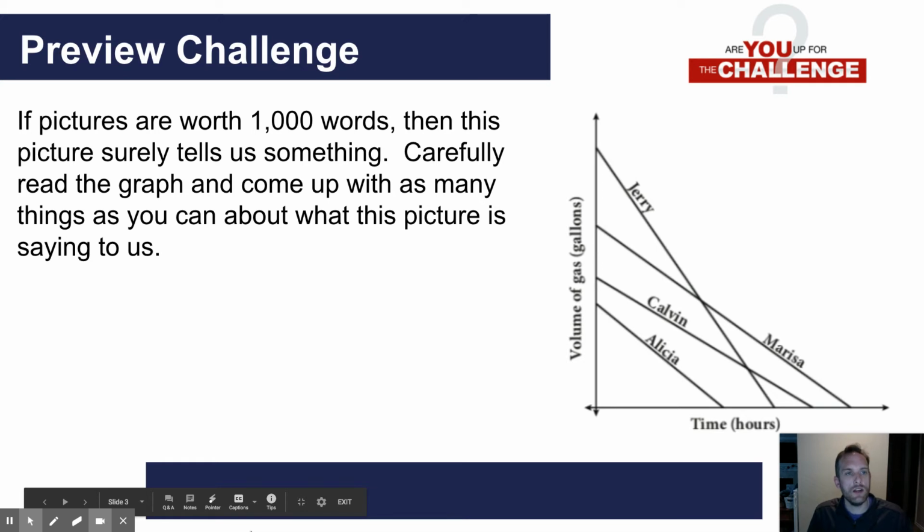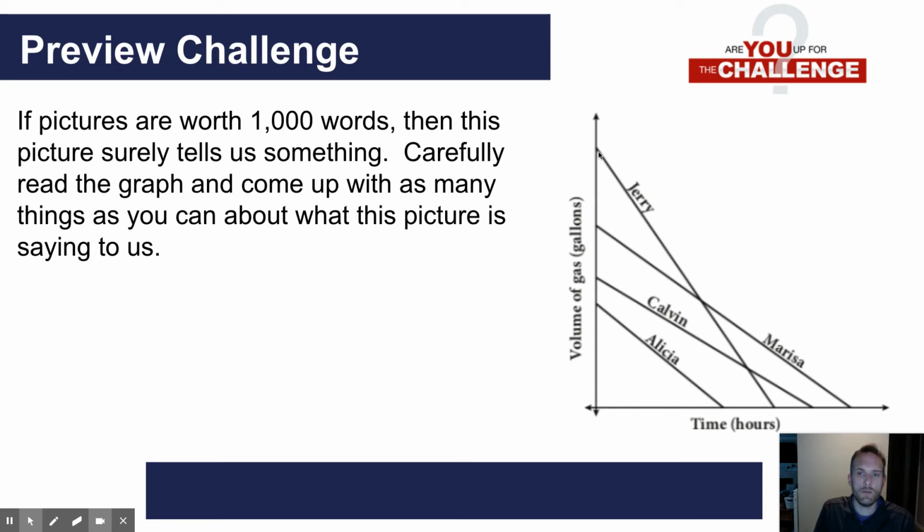It reads, if pictures are worth 1,000 words, then this picture surely tells us something. Carefully read the graph and come up with as many things as you can about what this picture is saying to us. So over here, we have a graph. It has Jerry, Marissa, Calvin, and Alicia. You can see the slopes, and they're all negative slopes if you notice. But they all start over here.